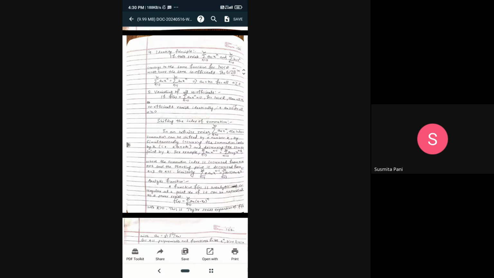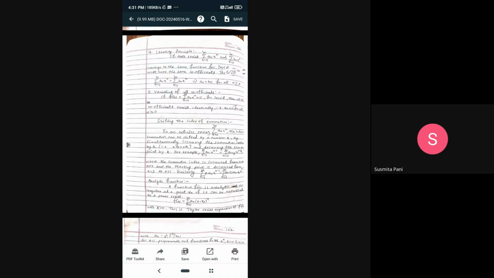Then another important thing is shifting the index of summation. In an infinite series, summation n is equal to 0 to infinity a_n x to the power n, the index of summation can be shifted by a number k, where n can be written as n plus k, and decreasing the starting point by k. For example, summation n is equal to 3 to infinity a_n x to the power n minus 1 can be written as n is equal to 0 to infinity. Look, your n decreases from 3 to 0. Initially it was 3, now it is 0.